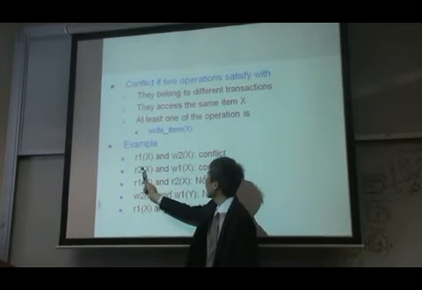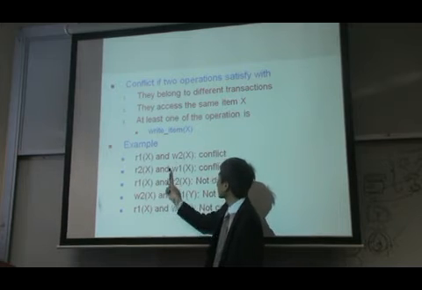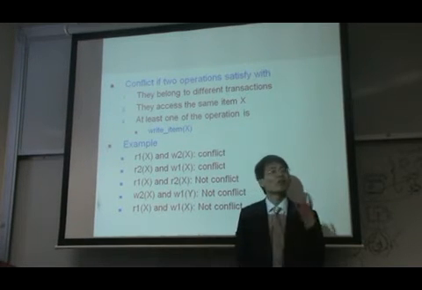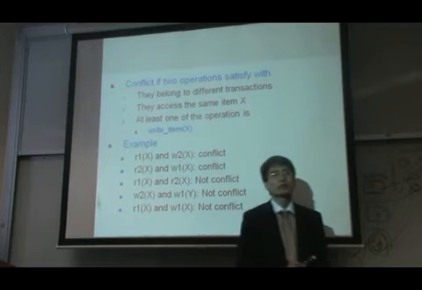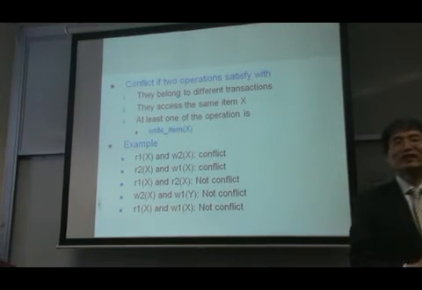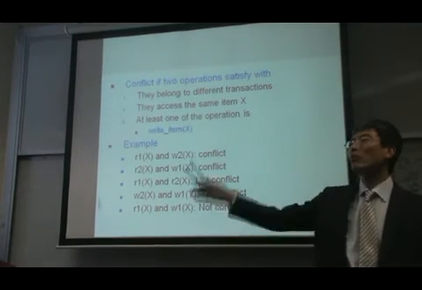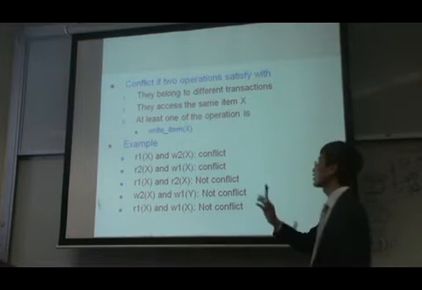Two transactions, 1 and 2, right? There exists a writing, it's the same data, it's a conflict. What about this one? Why is this not a conflict? It's only read. No matter how many users want to access the data, it's just a read.